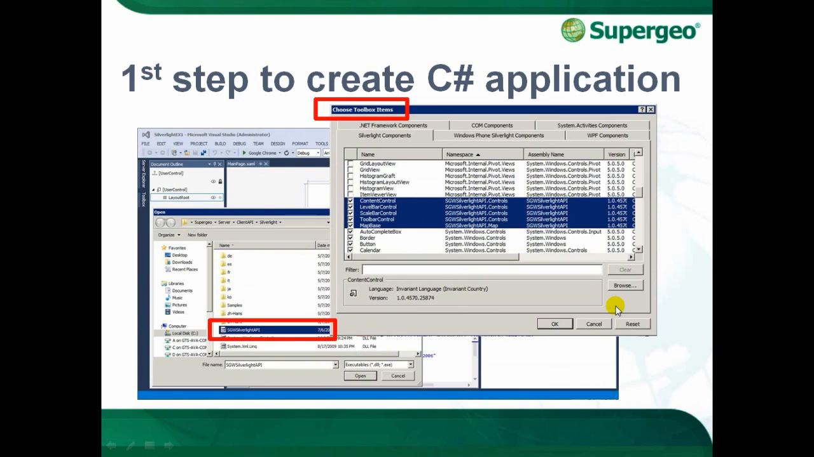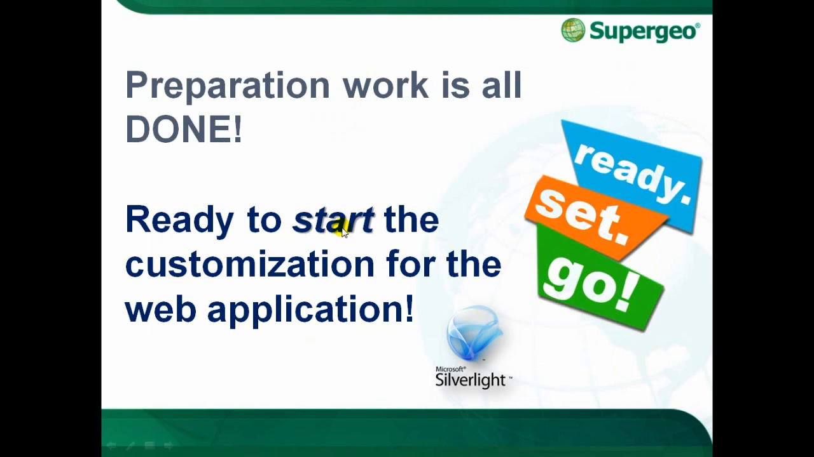And then go to the next part, which is to choose the toolbox items. After you call out this window, use this browse icon to choose from this DLL again, and then it will bring the toolbox items in automatically from the list. After you do the preparation work, we are ready to start to customize for our first Silverlight web application now.